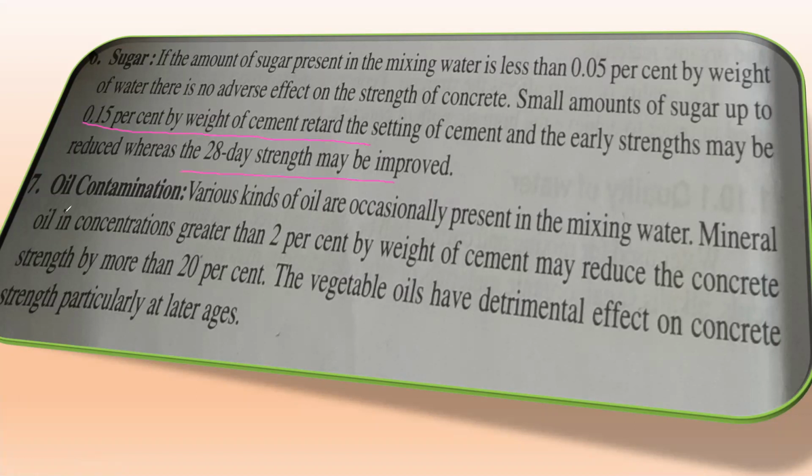And if there is oil, various kinds of oils are occasionally present in the mixing water. Mineral oil in concentration greater than 2% by weight of cement may reduce the concrete strength by around 20%. And usually when we pour the concrete, we have to keep the shuttering, right? Let us say this is a shuttering you have done. Before we pour the concrete, we apply oil on the shuttering plates, right? You might have seen that. If you have seen any concreting work going on, before the placing of concrete, we apply oil around the formwork. Even when we apply that oil, we should not apply it in excess quantity, because we know that if there is oil, again the strength of the concrete is going to come down.